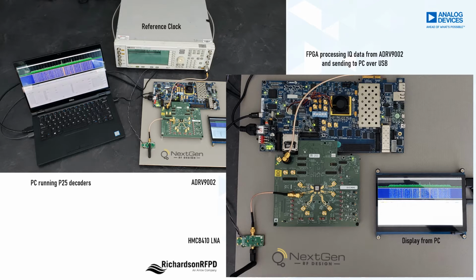The ADRV9002 samples the received signal at a low IF, filters the samples in the digital domain, and provides I and Q samples to an FPGA, where they are processed and streamed over USB to a PC. The PC is running a software-defined radio application, which decodes the trunk control signal so that we can identify users and groups, and also provides an audio codec so that we can listen in.